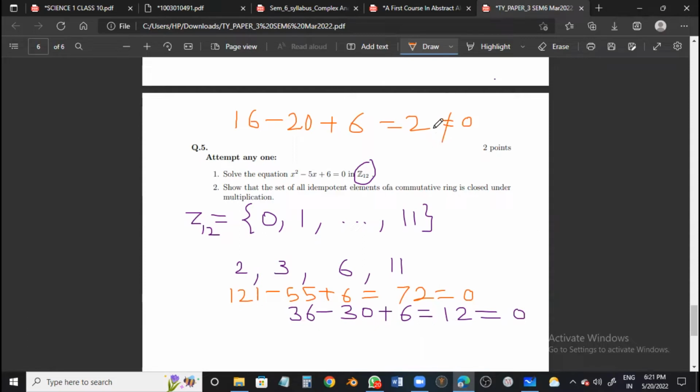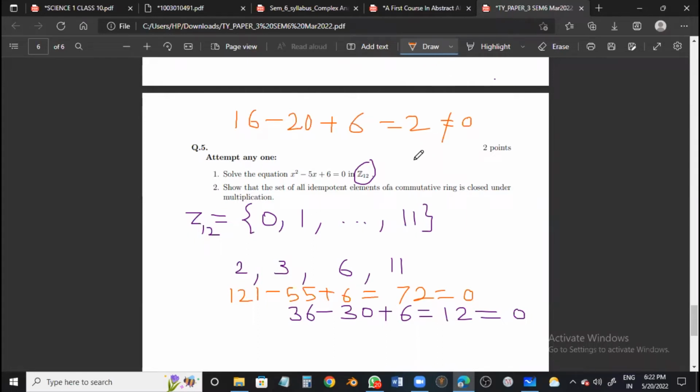So this was all the discussion of this particular topic. I would like to go back now to our regular lecture. I think you followed me. This was: show that the set of all idempotent elements of a commutative ring is closed under multiplication.